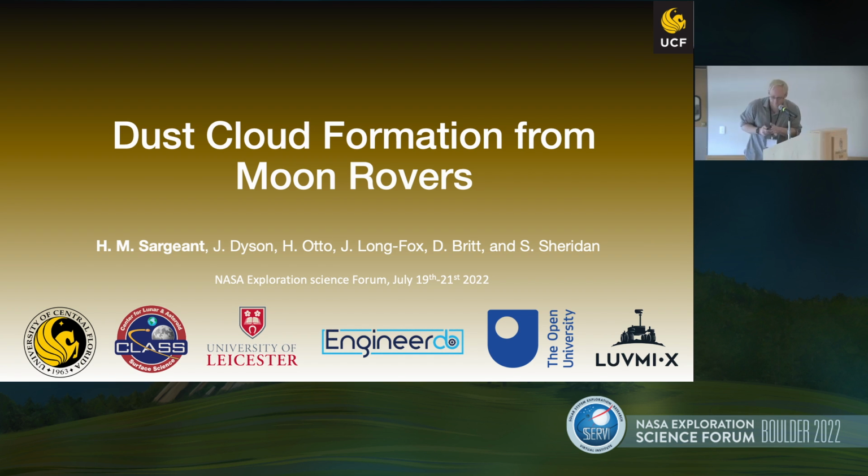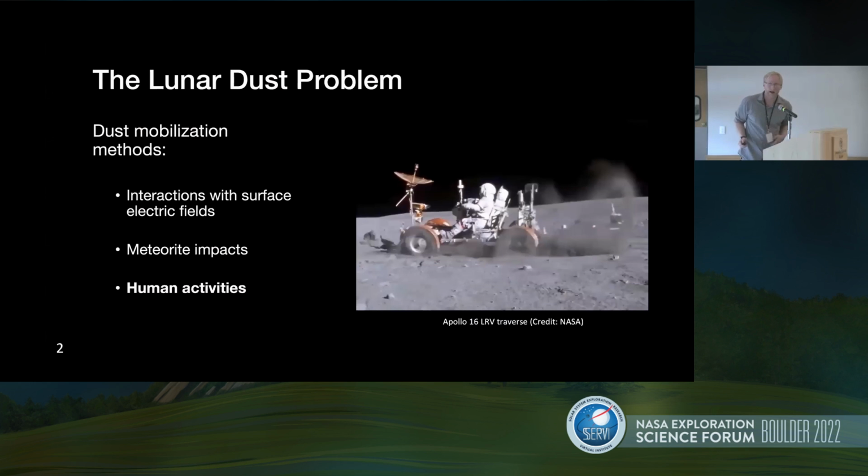Sorry about that delay. As we all know, the moon is covered in a fine layer of regolith that poses hazards to human health and equipment health, if you will. Dust mobilization methods include interactions with surface electric fields, meteorite impacts, and especially human activity. Here we see the Apollo 16 LRV traverse making an absolute mess as they go flooring it around the lunar surface. So that's something we're probably going to want to try to avoid.